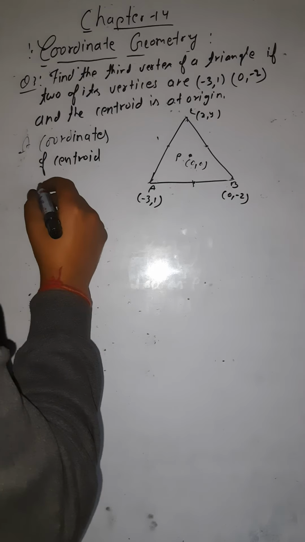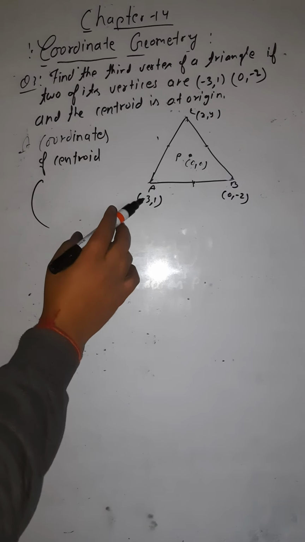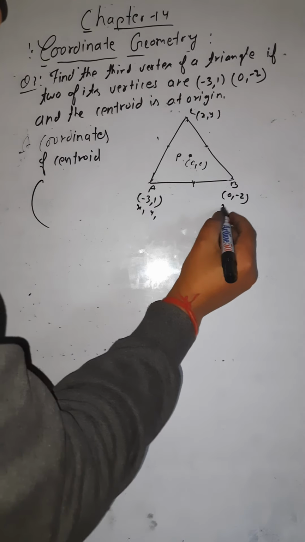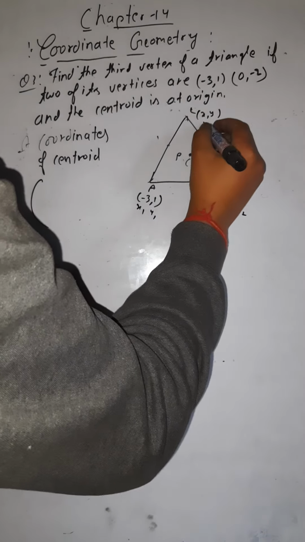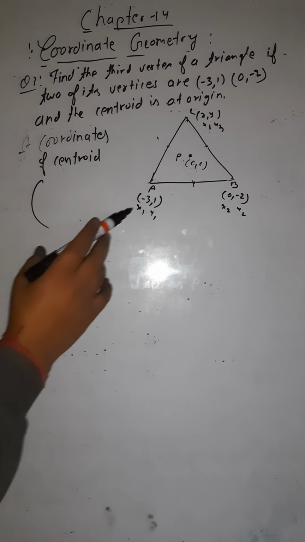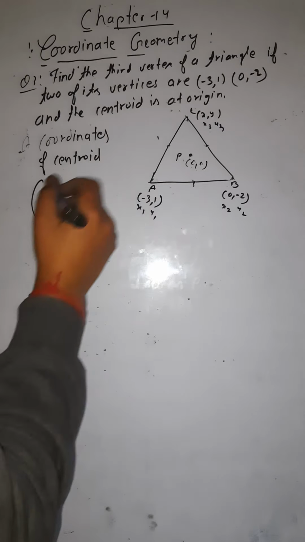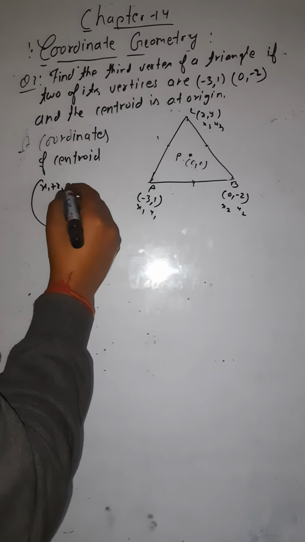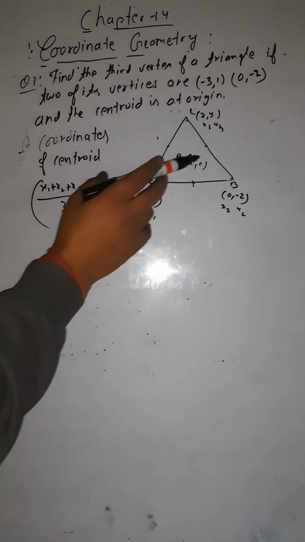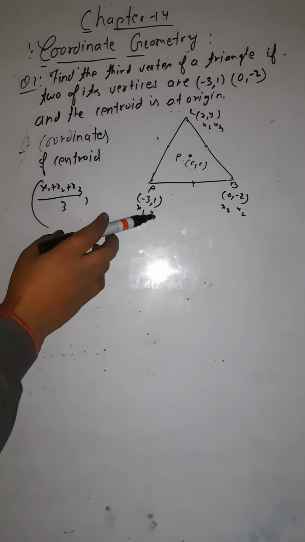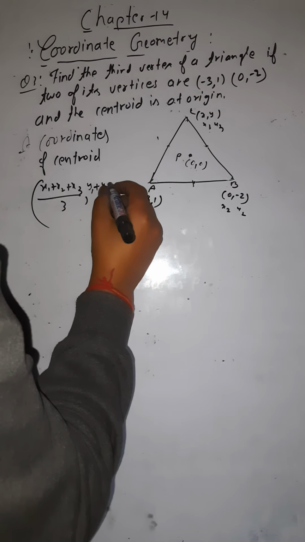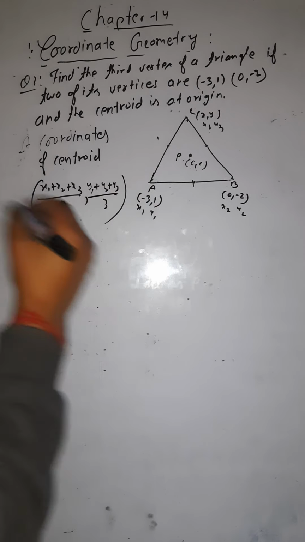So what are the coordinates of the centroid? Let's say this is x1, y1, this is x2, y2, and this is x3, y3. The coordinates of the centroid are x1 plus x2 plus x3 divided by 3, and the second coordinate would be y1 plus y2 plus y3 divided by 3.